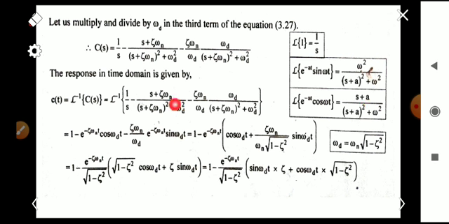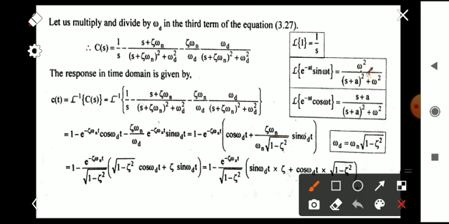By comparing these two terms, instead of a, we have theta omega n here, and instead of omega, we have omega d. So the equation becomes e raised to minus theta omega n t cos omega d t. Hence this term comes.